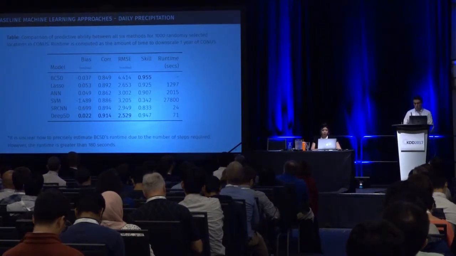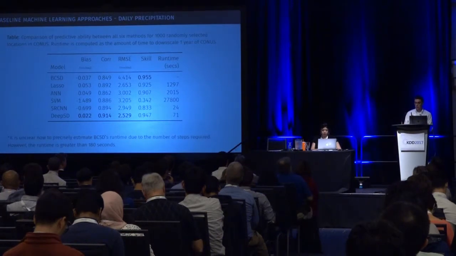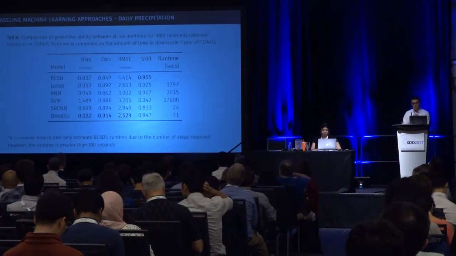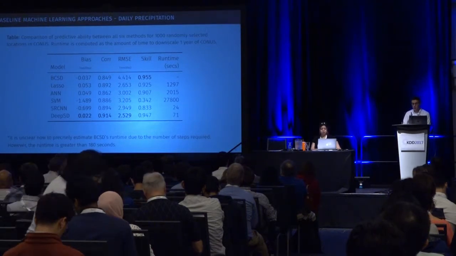So what we do here is we randomly select 1,000 locations in the United States because it was infeasible to run some of these models over the entire United States. So we randomly select 1,000. And then we downscale from 2006 to 2015, right? So that's our test set.